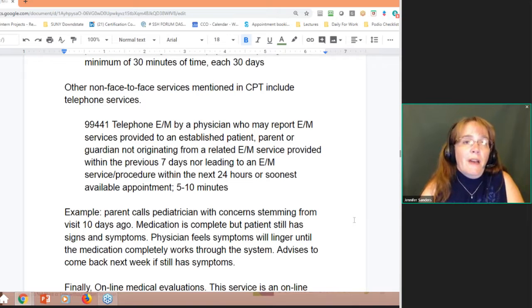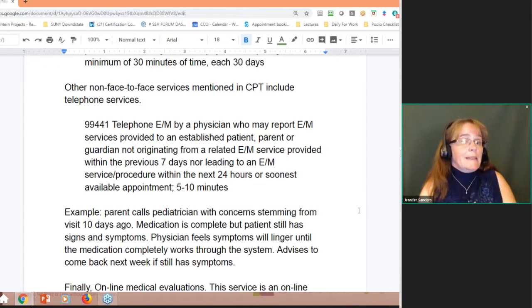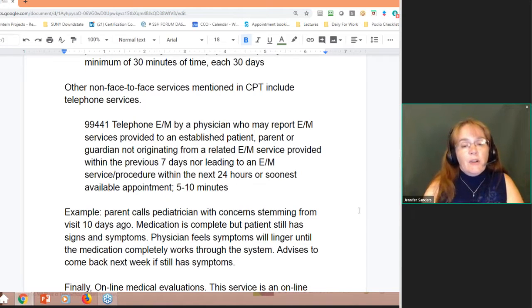This is a telephone evaluation and management done by a physician who may report that service that they provided to an established patient. It has to be established. Remember, a physician's never going to assess a brand new patient over the phone. They need to see them for that. So this is an established patient, somebody they have a rapport with, for a related E&M service provided within the previous 7 days, nor is it leading to an E&M service within the next 24 hours or the soonest available appointment.